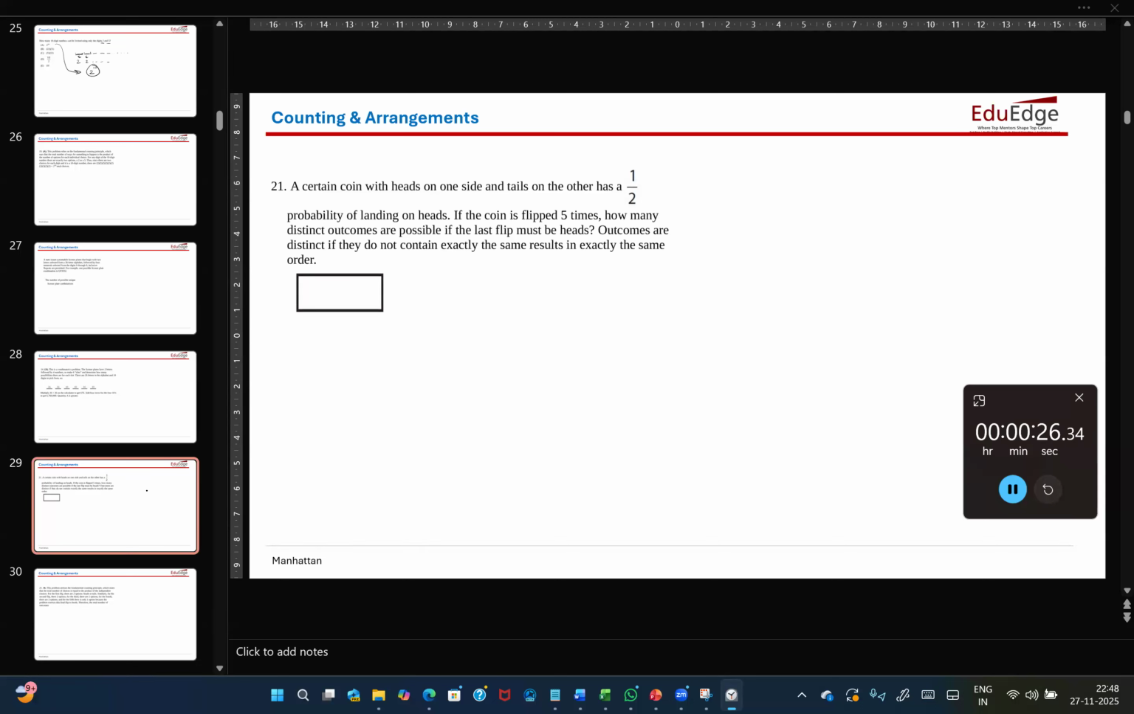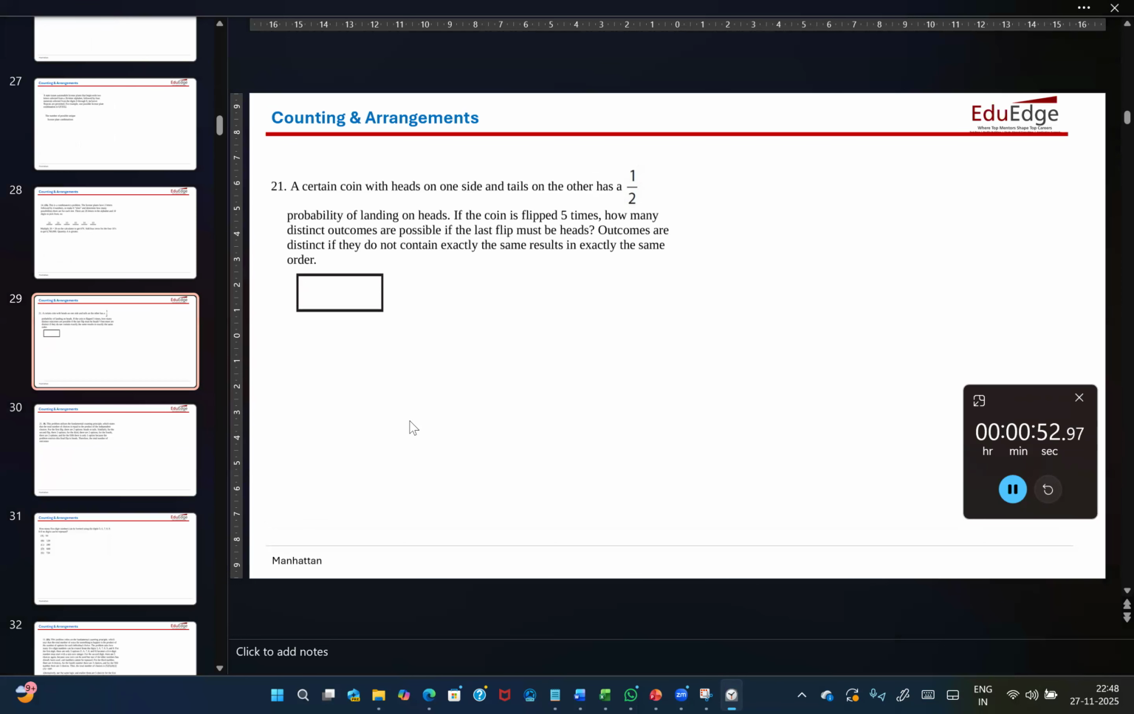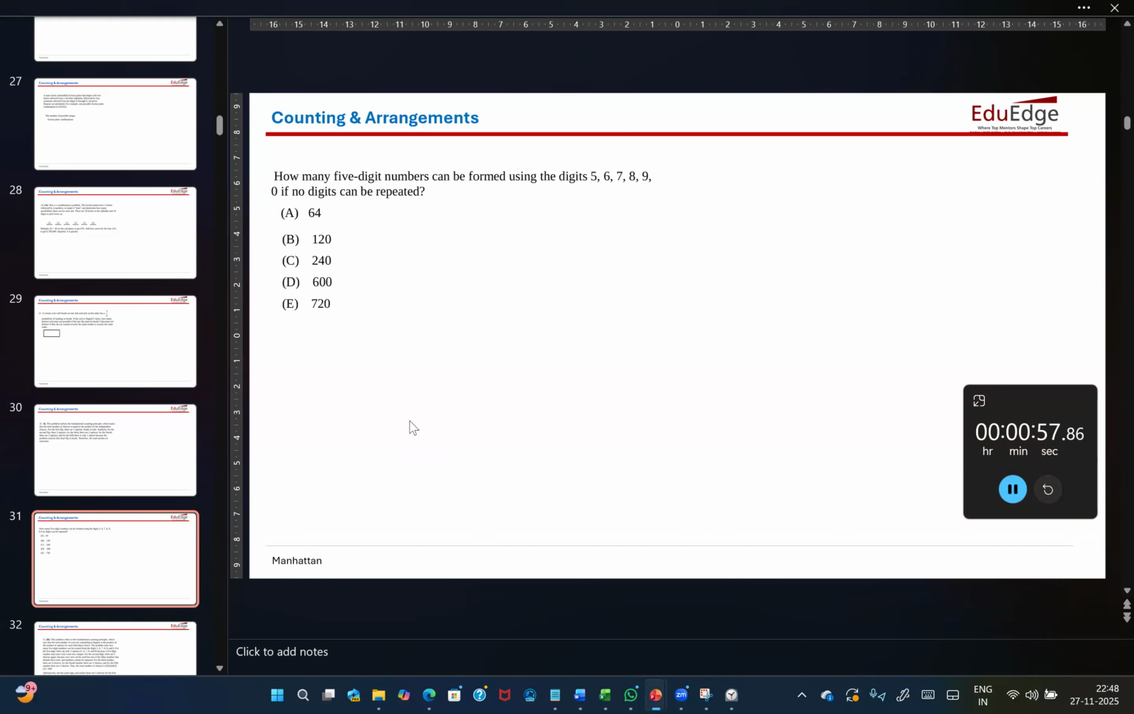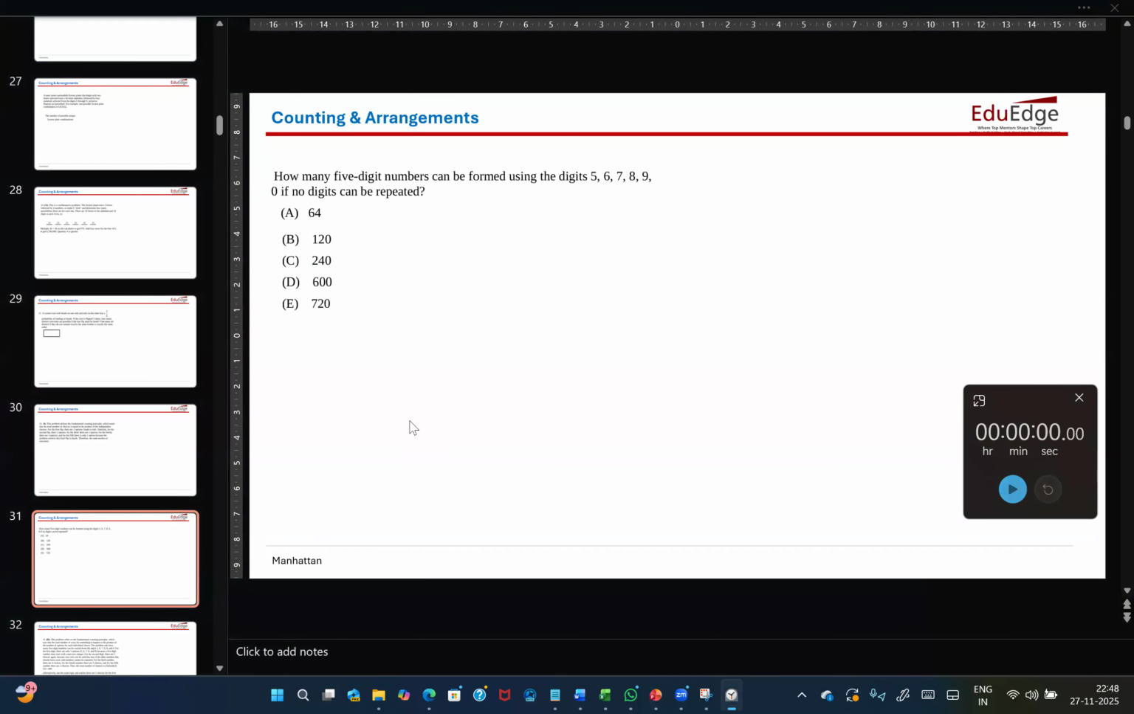Same thing, no? 2 raised to 4. The first four outcomes are fine and everything has 2. Exactly. The last flip must be heads. Cool. No, it's correct, no? Yeah, 2 raised to 4. Okay. Next. How many parts are going to be formed?